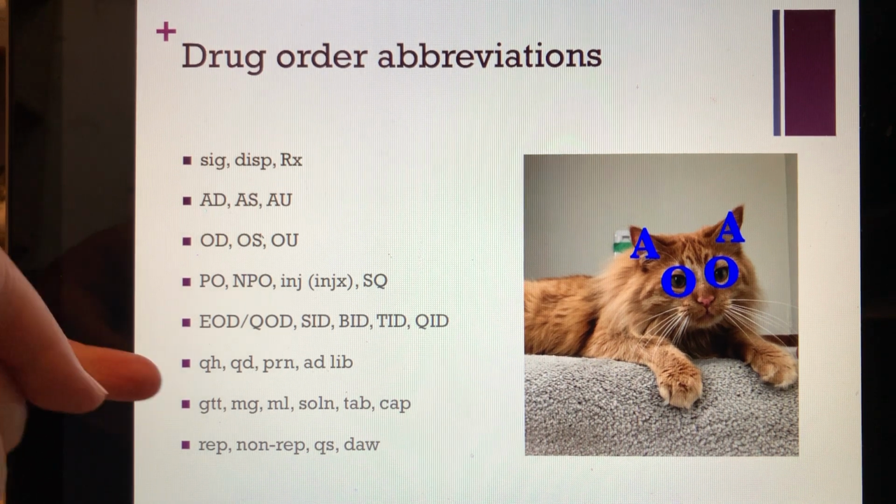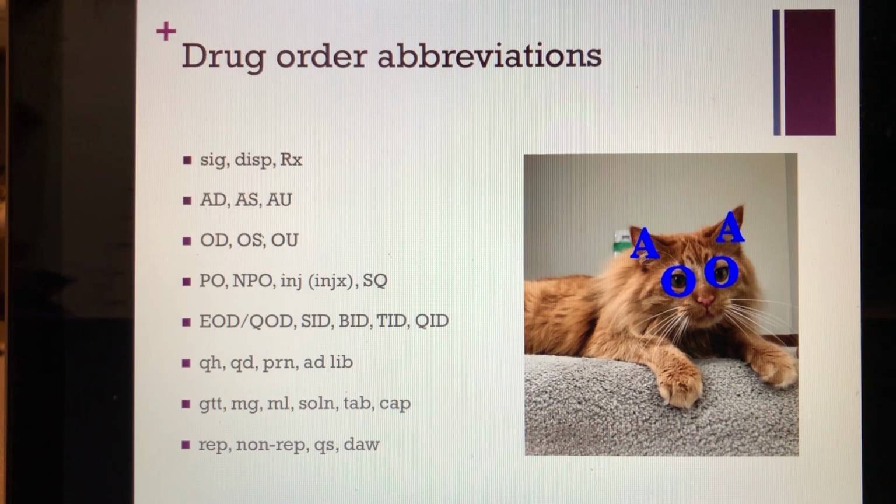So our next section, again, is how often we're giving something. So q meaning every, a lowercase q like that. H meaning hour. QH is once per hour. QD is once per day. It's every day. PRN means pro re nata. I don't expect you to know that. What I expect you to know is that PRN means you give as needed.